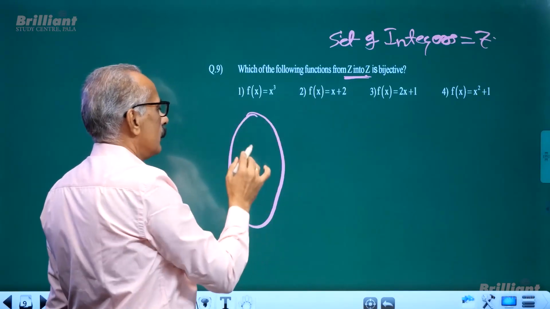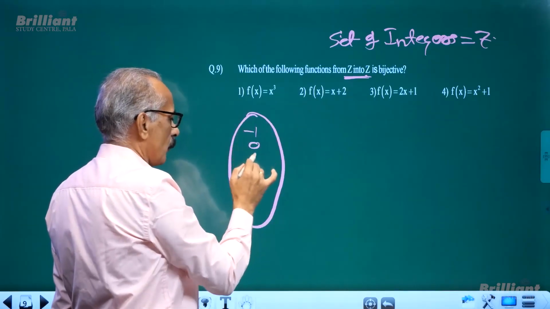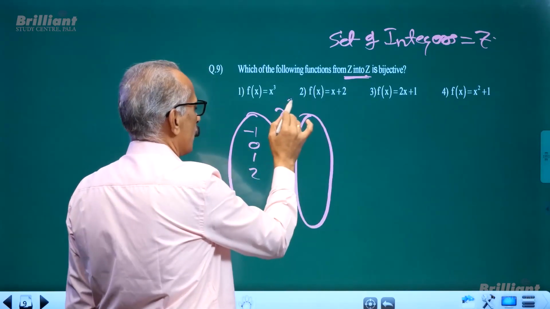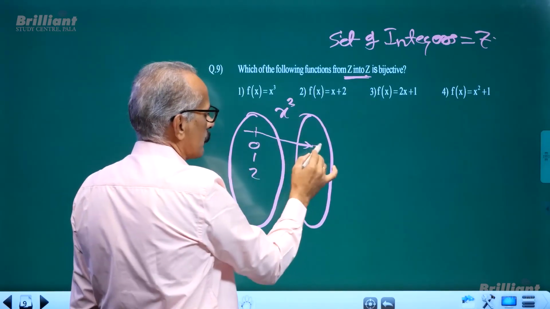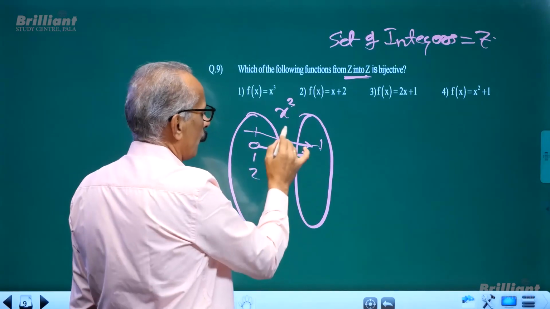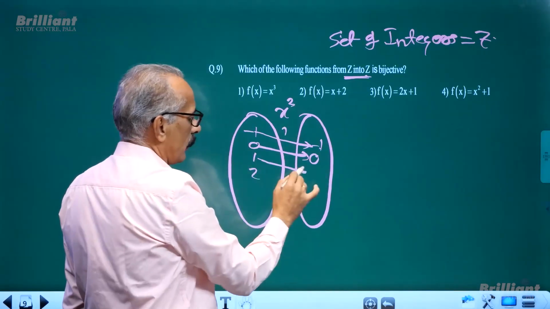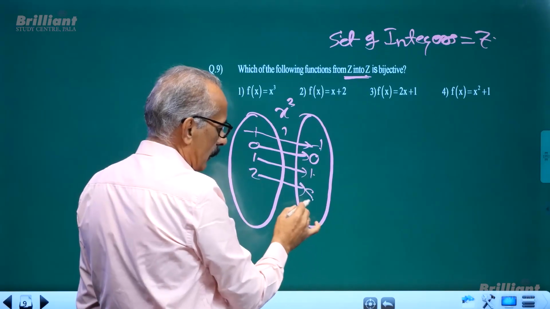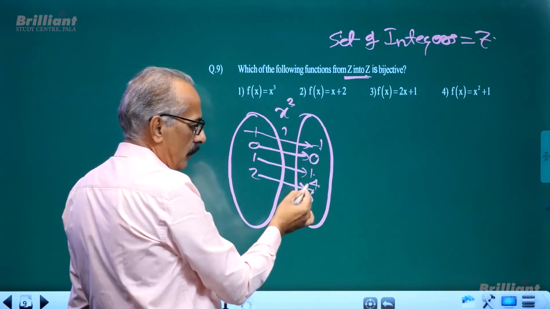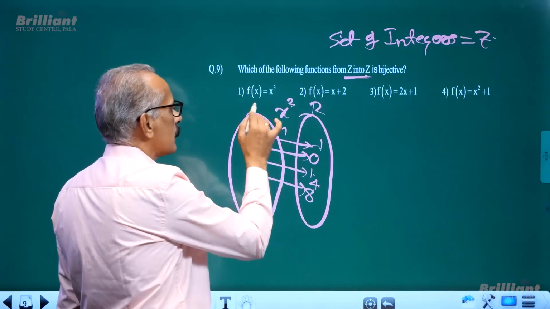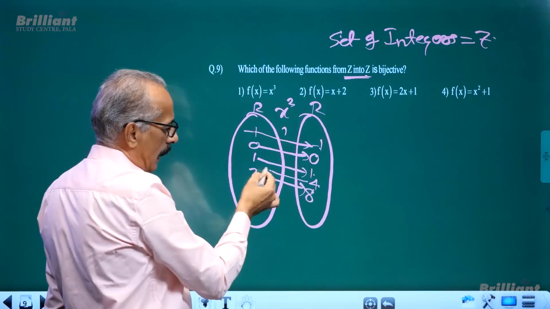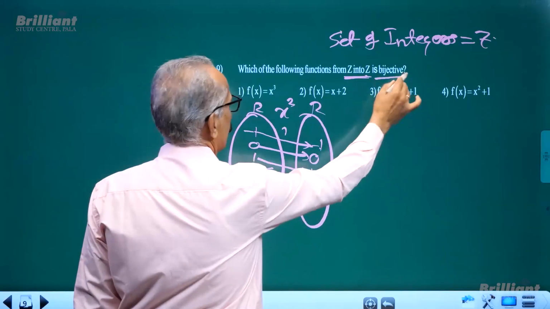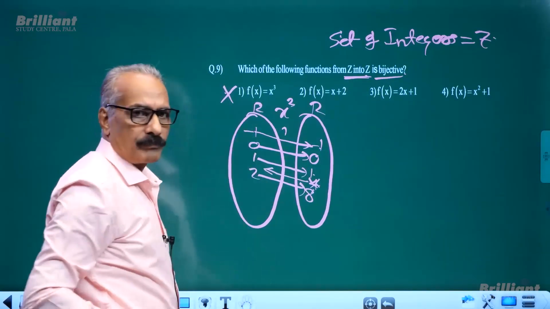Suppose I write, say, minus 1, 0, 1, 2, 3. Your function is what there then x cube. Minus 1 the whole cube is minus 1. 0 the whole cube is 0. 1 the whole cube is 1. 2 the whole cube is 8. So what about 4? 4 is in the codomain, and this is R, this is also R. 4 doesn't have a pre-image. Therefore, this is into. It cannot be bijective. So, this is not bijective.